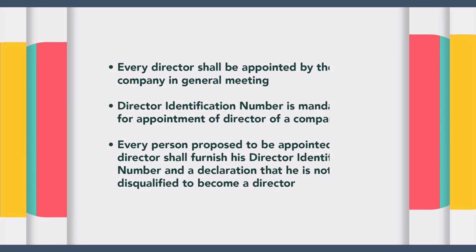Dear students, now we look at the general provisions relating to the appointment of directors. These are: number 1, except as provided in the Companies Act, every director shall be appointed by the company in its general meeting. Number 2, director identification number is mandatory for the appointment of directors in a company. Number 3, every person proposed to be appointed as a director shall furnish his director identification number and a declaration that he is not disqualified to become a director under the Companies Act.